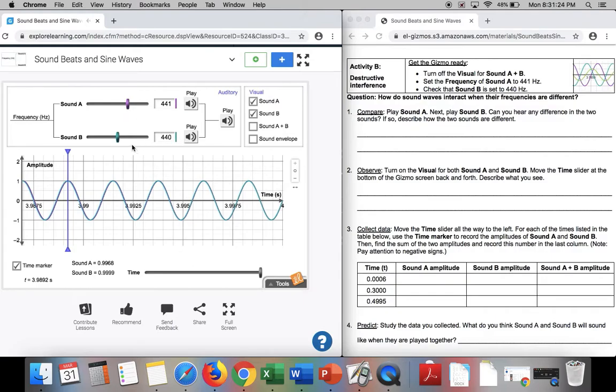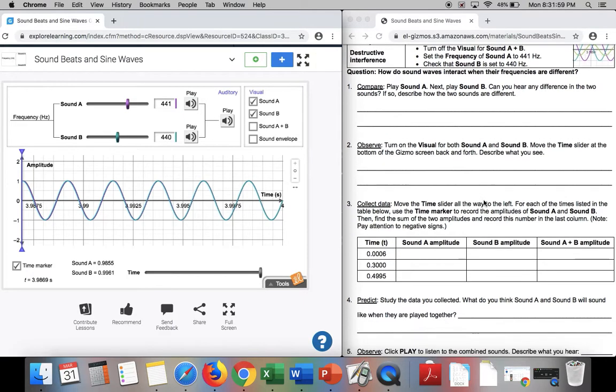So now I've got these two sounds with different frequencies. Sound A has a frequency of 441. Sound B has a frequency of 440. What that means is sound A should have a slightly higher pitch than sound B, because remember, frequency refers to pitch. The higher the frequency is, the higher the pitch is. The lower the frequency is, the lower the pitch is. Use that to help guide yourselves with some of your answers.